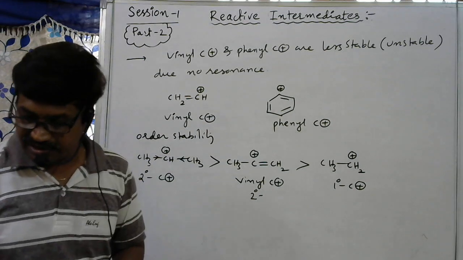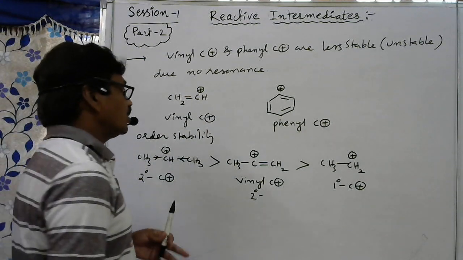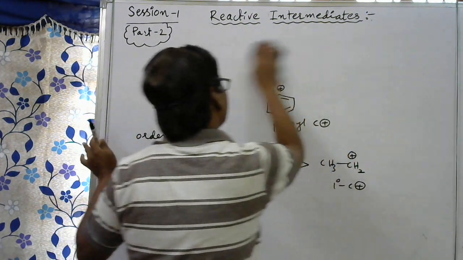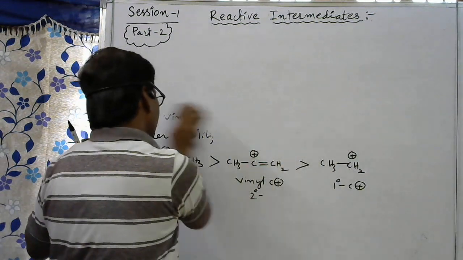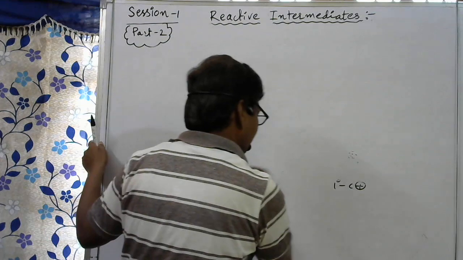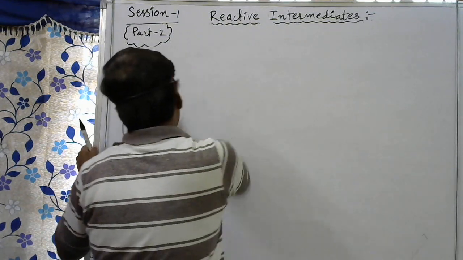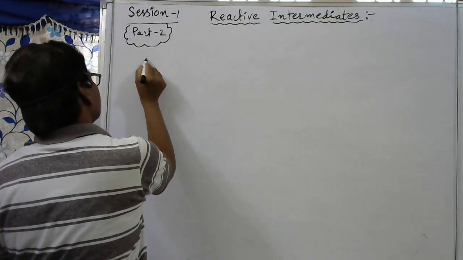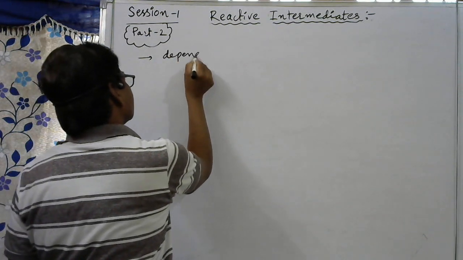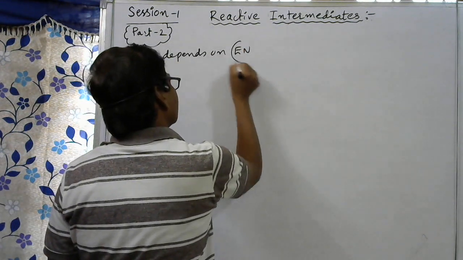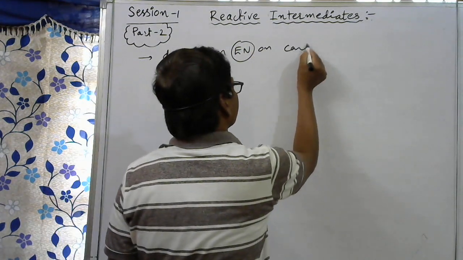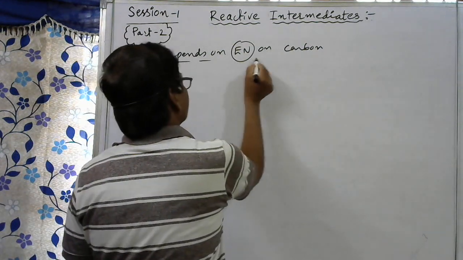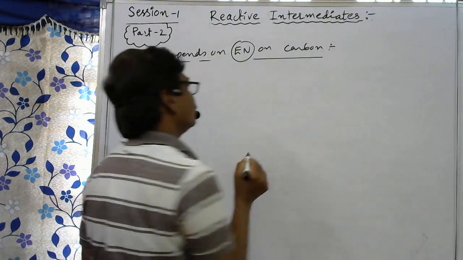This is another thing. Then next, based on the electronegativity concept: different types of carbons, triple bonded carbons, double bonded carbon, single bonded carbon, sp2 carbon atom, sp3 carbon atom, or sp carbon atom. So here stability depends on the electronegativity of the carbon atom. We have a different order of stability.